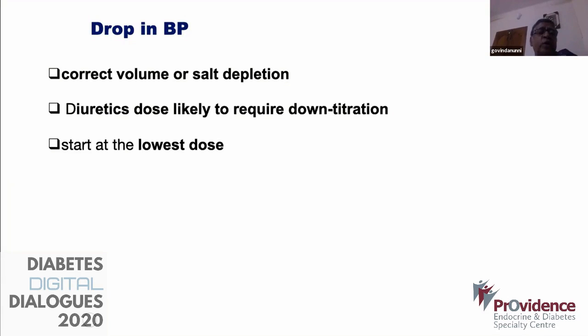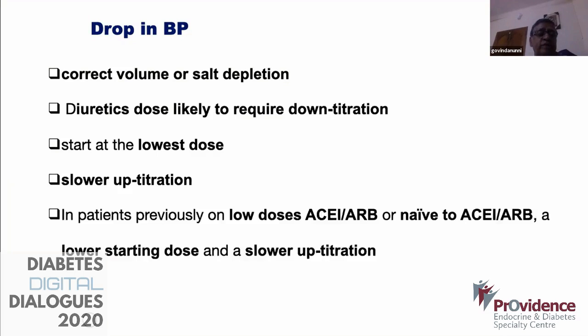Of course, start at the lowest dose in those patients where there is hypotension, and up-titrate slowly. Be patient, slow, go up very, very slowly. This is all the more true in patients who are not on full dose of ACE or ARB, or who are naive to ACE or ARB. Go slow in these patients also. So start low and go slow.